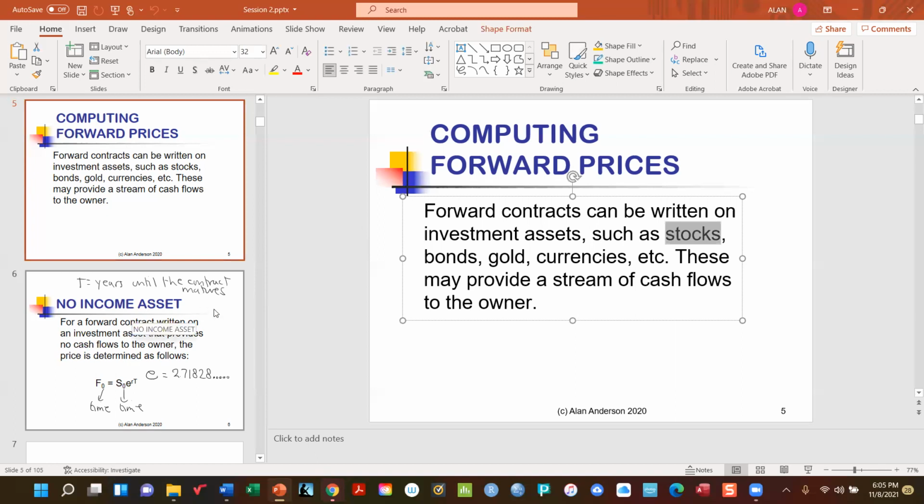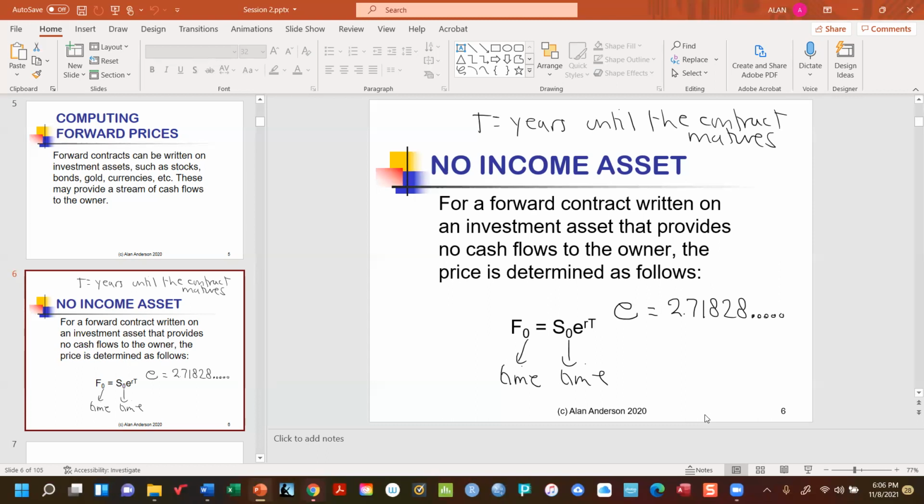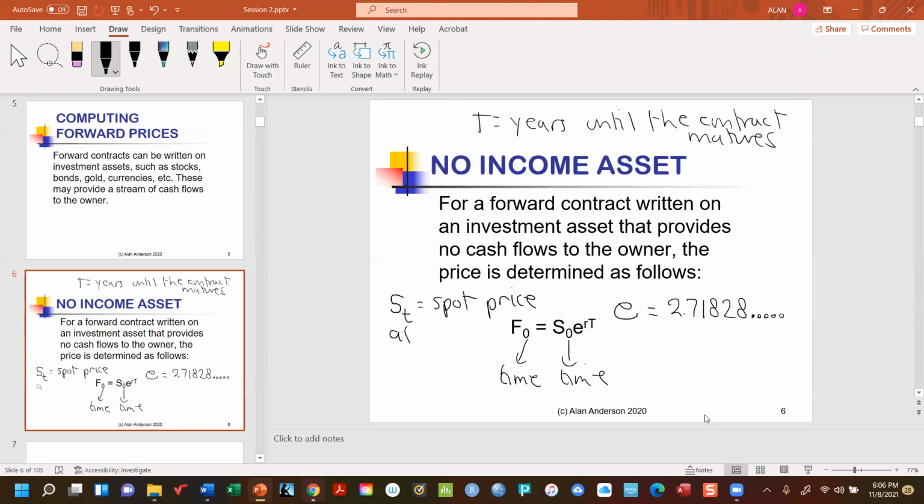So in the case of a forward contract written on an asset with no income, this is the formal relationship between S0, which is the spot price. By the way, I just want to mention a convention that we will follow. If you see a variable with a subscript like 0 or 1, typically that subscript refers to time. So this would be the spot price, for example, at time t.